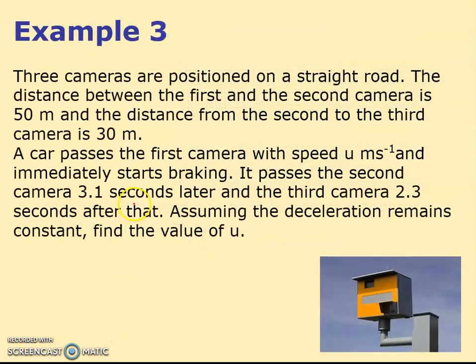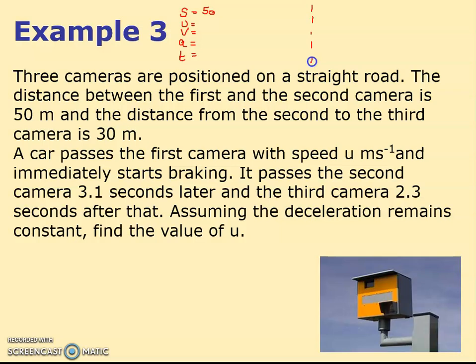Example 3. Three cameras are positioned on a straight road. The distance between the first and the second cameras is 50 meters. Let's just see if I can write SUVAT up here. Just about got space to write SUVAT. And it says the distance between the first and the second camera is 50 meters, and the second to the third is 30. Car passes. So I'm going to put that distance down. That's 50 meters in the first section.